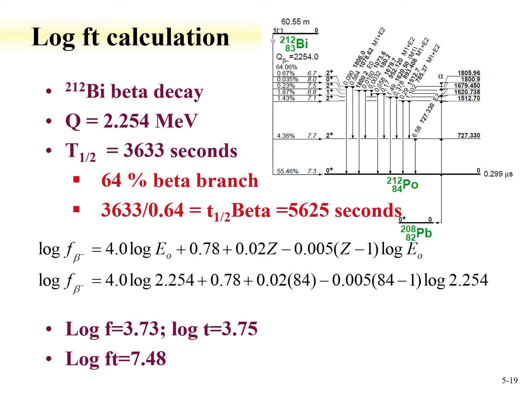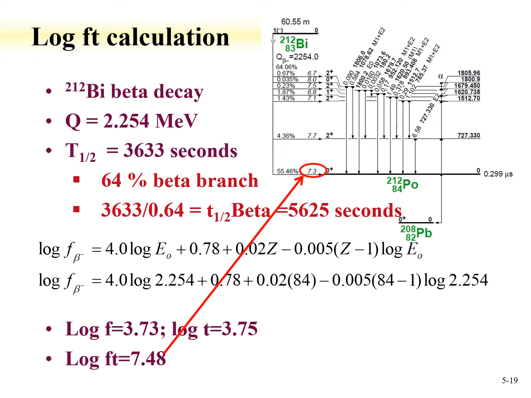I get my log f as 3.37. My log t is 3.75. I get a log ft value of about 7.5. And I actually compare this to what's listed in the table of the isotopes. As you see here, these values are my log ft values for the individual transitions.